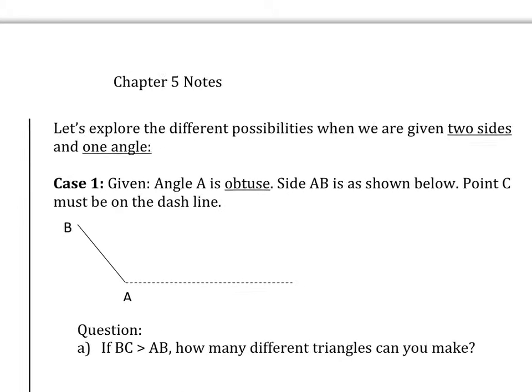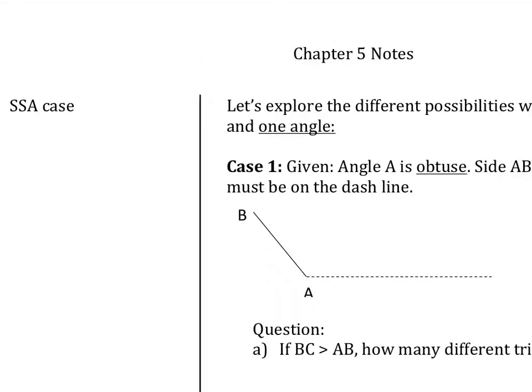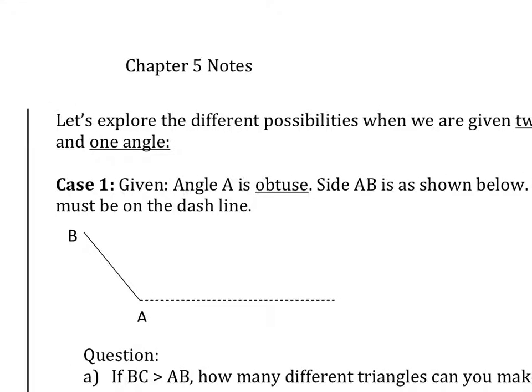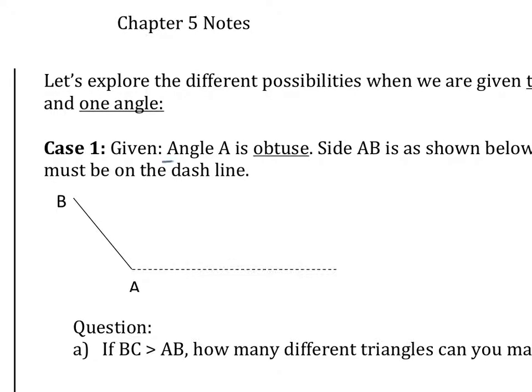Next page. Let's talk about possibilities. If we are given the SSA case, that is side-side-angle, that means I give you two sides and one angle, and you need to figure out the rest. This is a very tricky situation. So, given that angle A is obtuse, what does obtuse mean? Greater than 90 degrees.